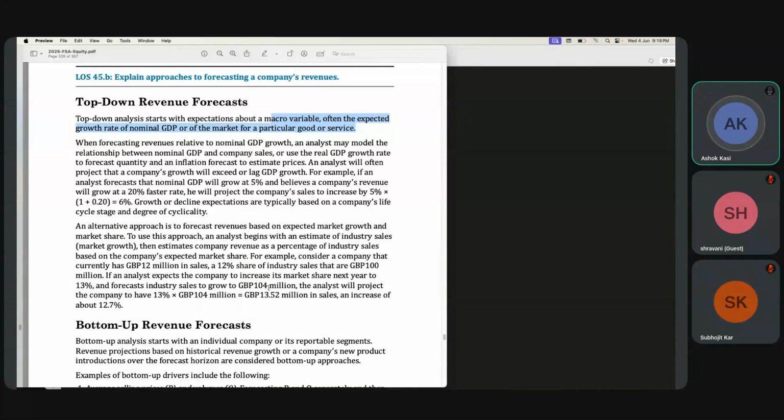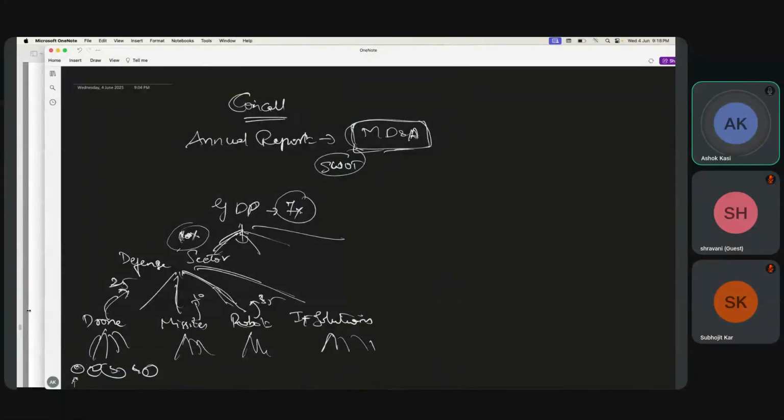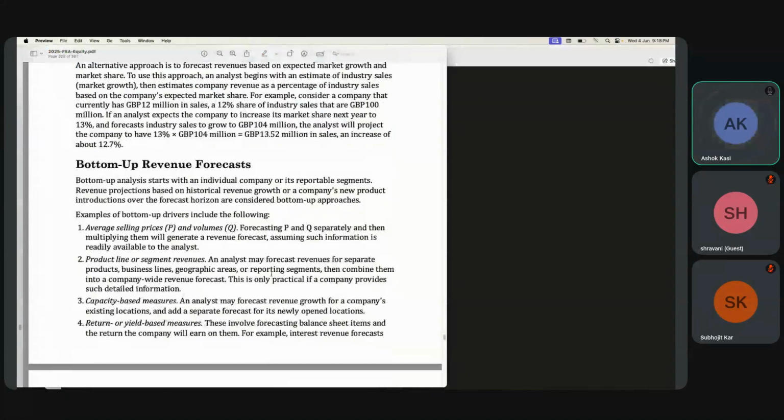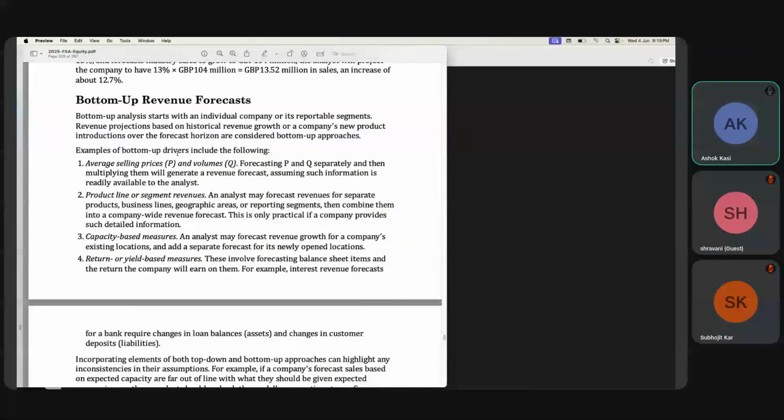Then what is a bottom-up revenue forecast? Bottom-up means within the company. So within the company, these are all the drivers. At what average price and volume? Imagine they are reducing the price. So how much will the volume pick up? And then what is the product line and segment? If they are introducing a new product line or new segment, then how much further sales will pick up?